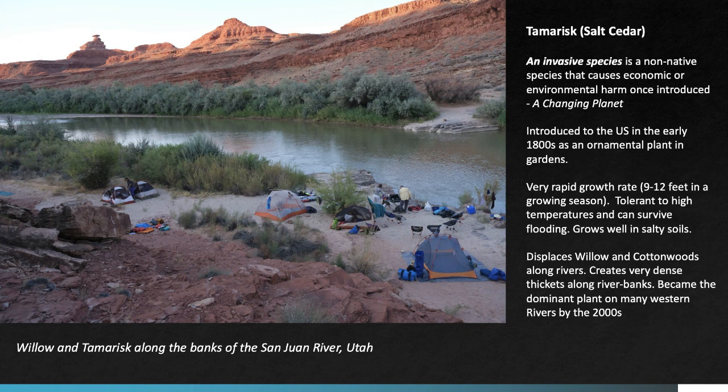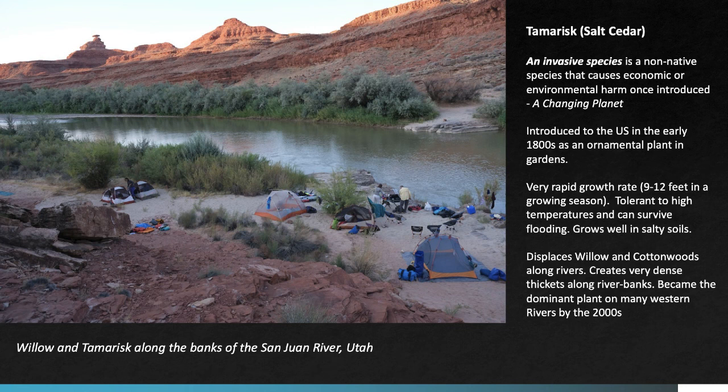There are a number of invasive species that were originally introduced because they look nice in gardens. In the spring, tamarisk blooms with a beautiful pink flower, and this is why it was introduced to the United States from Eurasia in the early 1800s as an ornamental plant for gardens. Once introduced, it started to take off in a unique setting of riverbanks along many western U.S. riverways like the San Juan River shown in this photo.